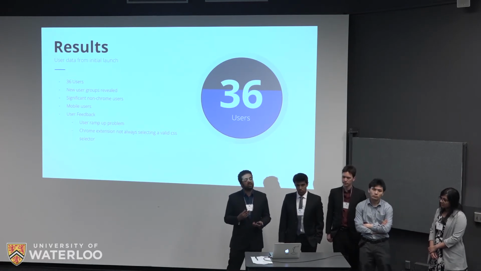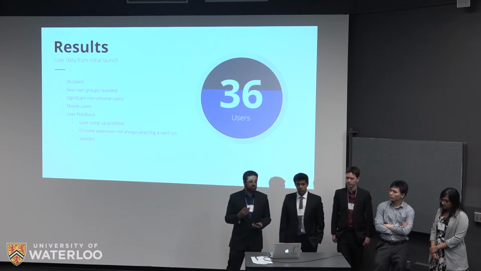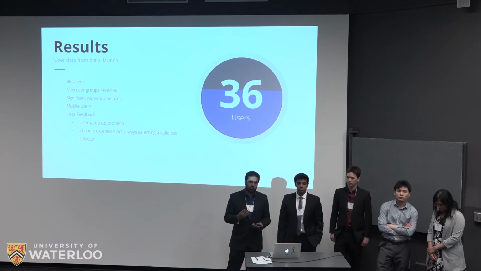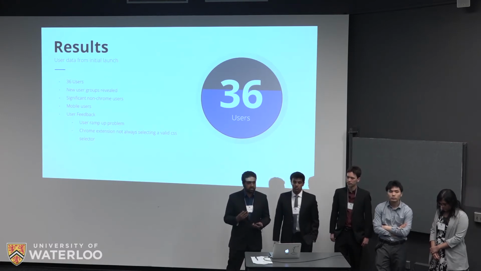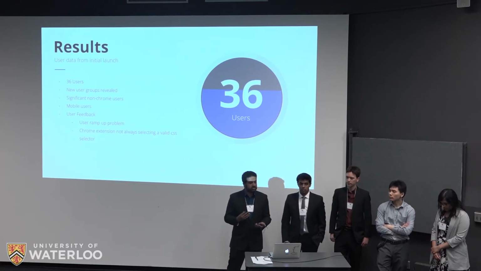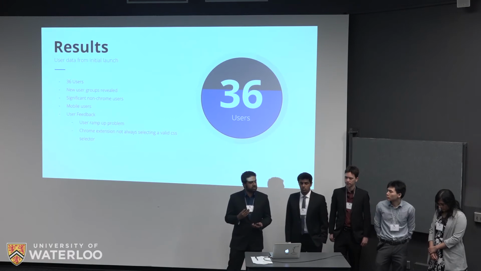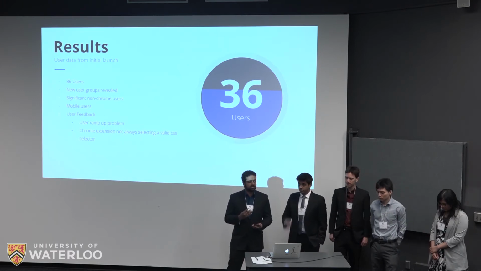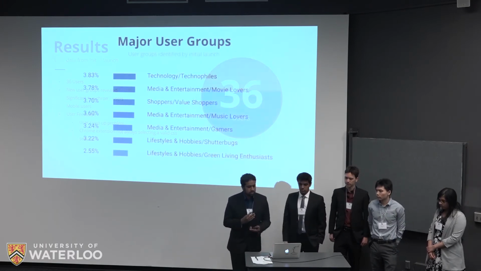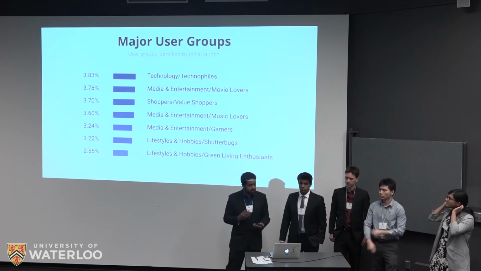The major two feedbacks that we got from users is one, that the ramp-up process to create an alert was a little difficult, and they were a little confused on how to exactly create an alert. And the second was that the Chrome extension didn't always select something that the server accepted. So let's take a little deeper look into the data that we actually got.